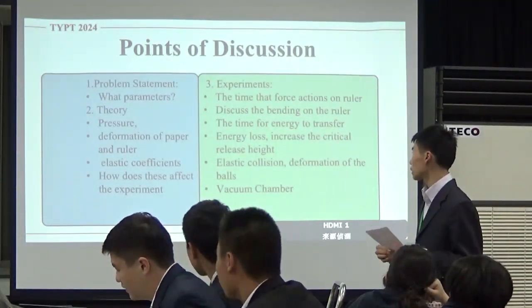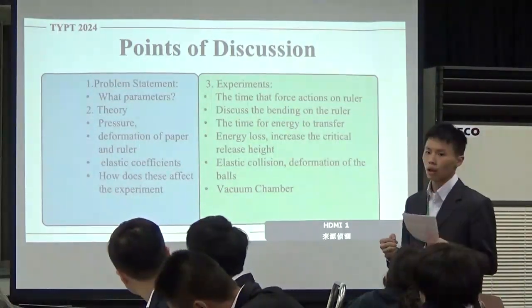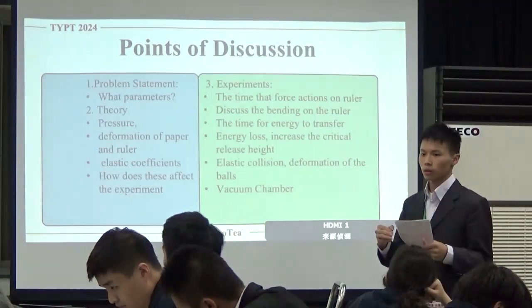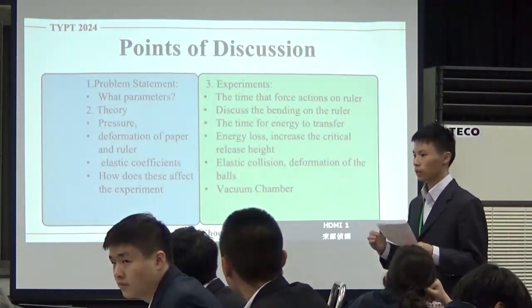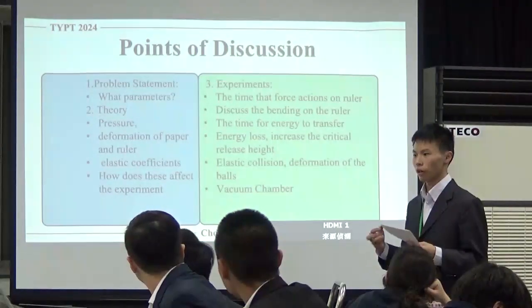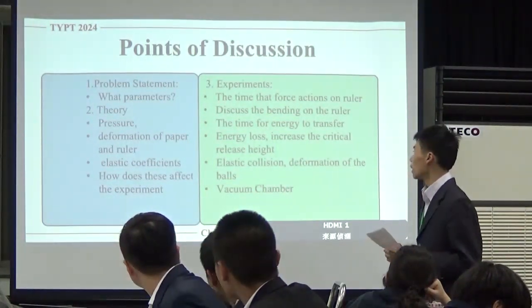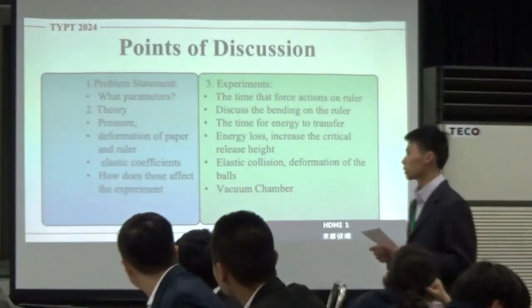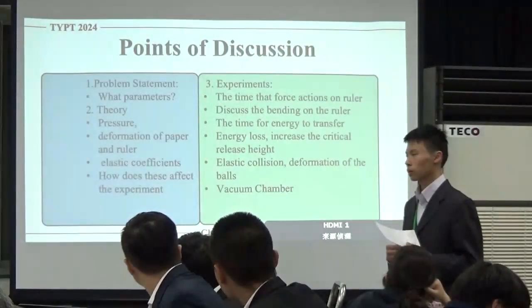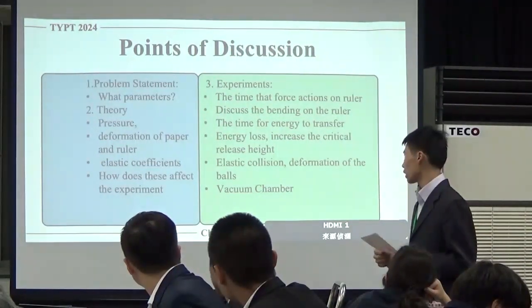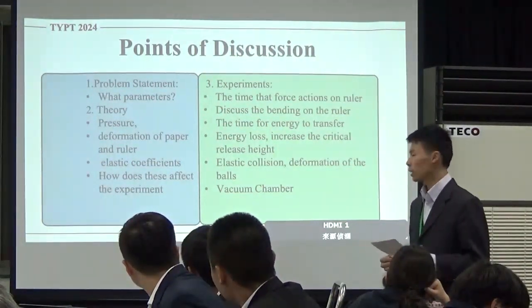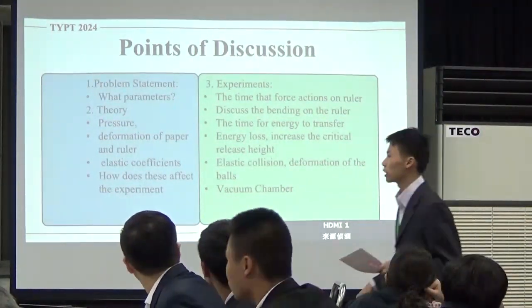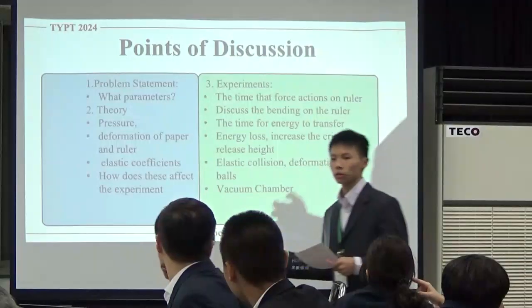They also discussed the bending of the ruler, which the reporter said they considered, but it didn't really tell us how it affects the result. And the energy loss increased the critical release height, which I was very curious about. And the elastic collisions, the deformation of the ball, and the vacuum chamber. Okay, so I think we can go through the discussion.